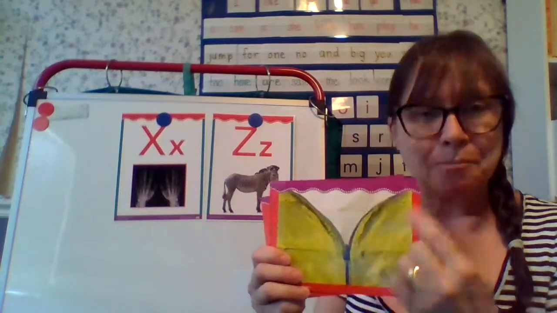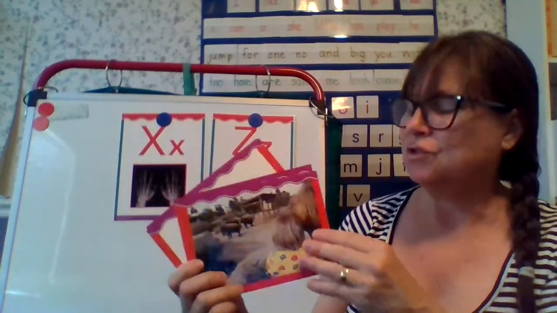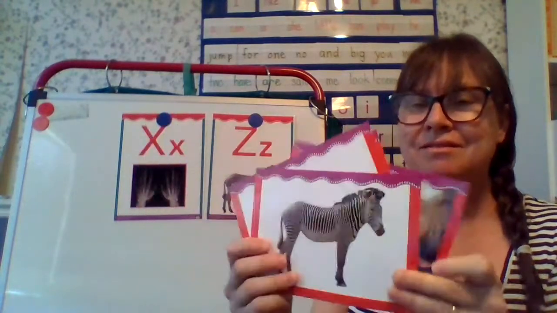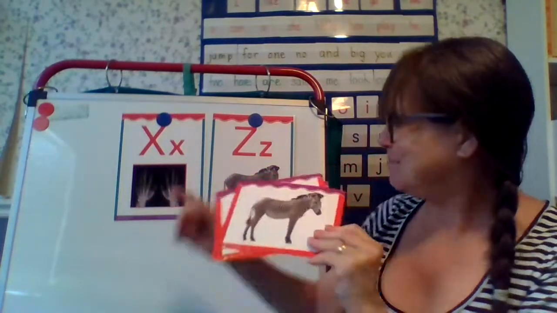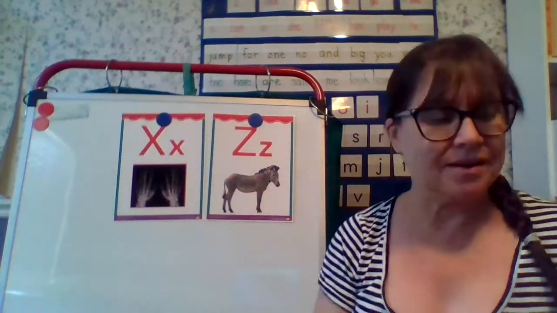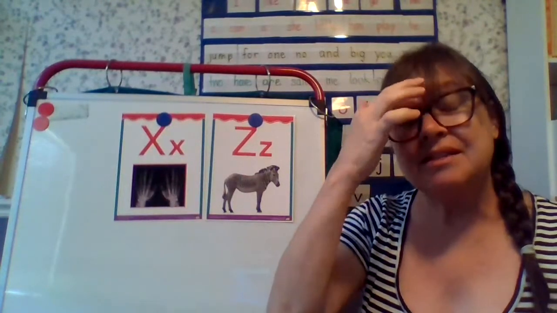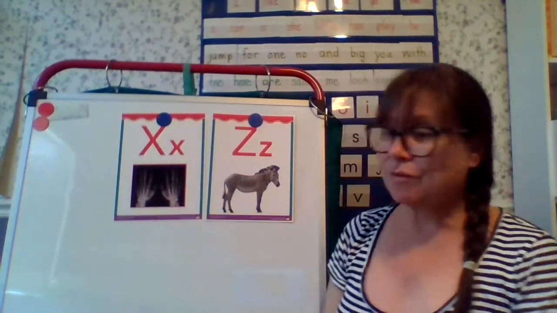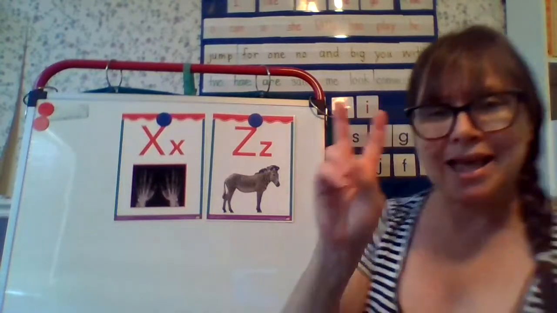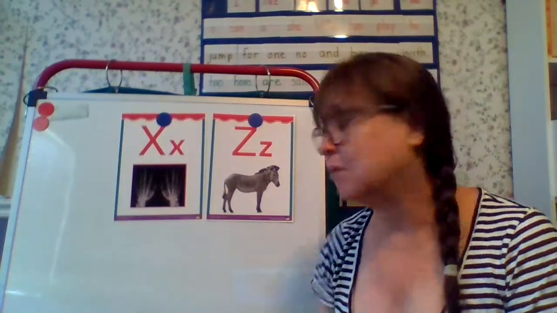Zero, zipper, zoo, and zebra, like our picture up here. The Z can come at the end too. Usually if a word has Z at the end, it's going to have two Z's, not one.